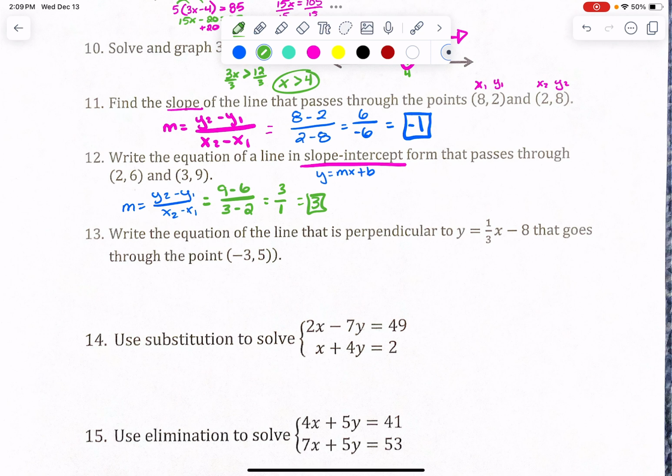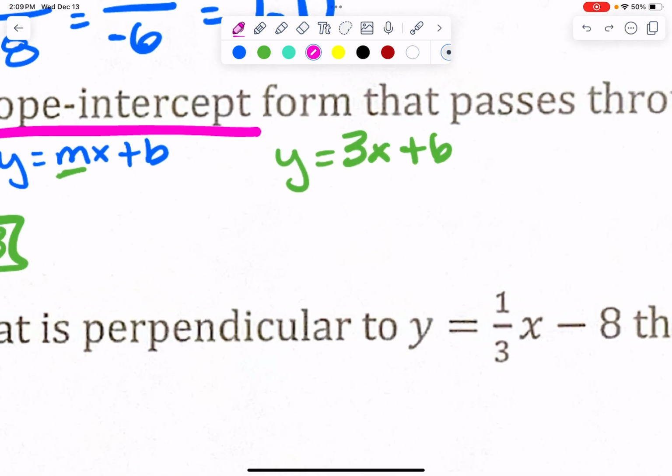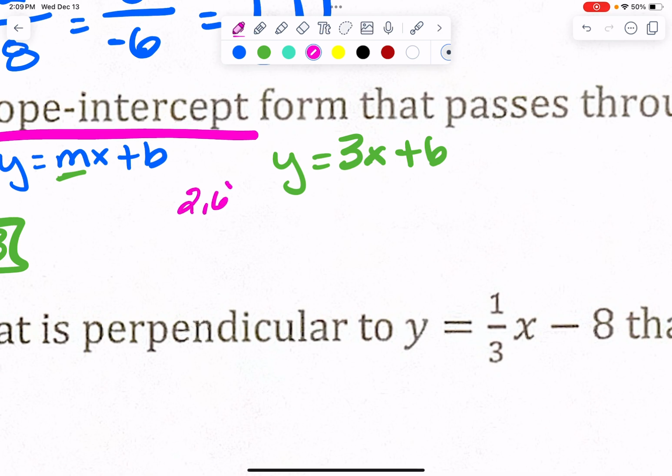Okay, great. So now I have y equals 3x plus b. I've plugged the 3 in for m. And now I have to find the b value. So I get to use either this point or this point. It doesn't matter which one. To find b, I'm going to use 2, 6. So I'm plugging 2, 6 in for x and y to solve for b. Make sure that you put the 6 in for y and the 2 in for x.